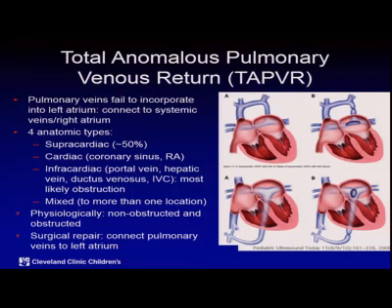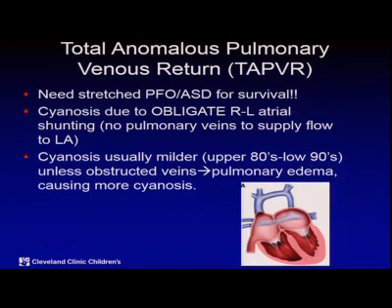So they can be mixed, some above the heart, some below the heart. Physiologically, we divide total anomalous pulmonary venous return into those that have obstruction and those with no obstruction. And surgical repair is basically we have to plug the pulmonary veins back to where they're supposed to go, which is the left atrium. So there is no pulmonary venous return to the left atrium, nothing whatsoever.